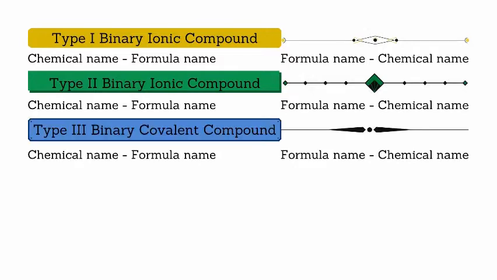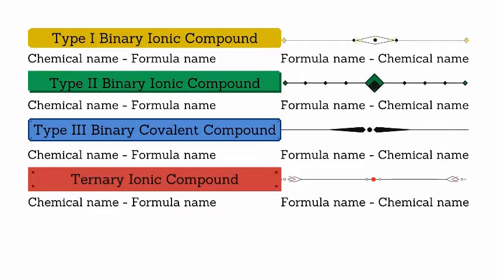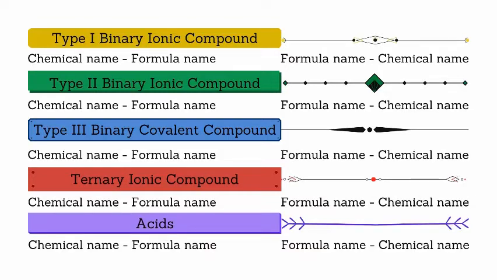Then, we are going to discuss the type 3 binary covalent compound naming, chemical name to formula name and vice versa. Next is the naming for ternary ionic compounds from their chemical name to formula name and vice versa. Last but not the least is naming of acids from their chemical name to formula name and vice versa. Without further ado, let's get right into the tutorial.